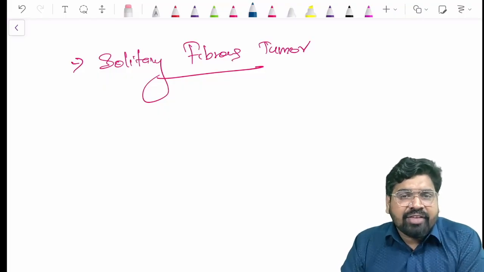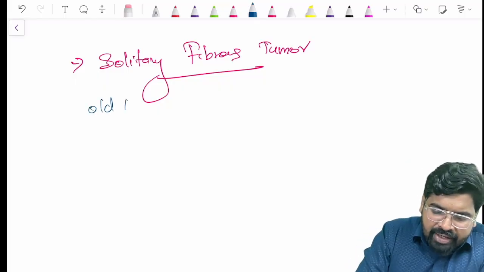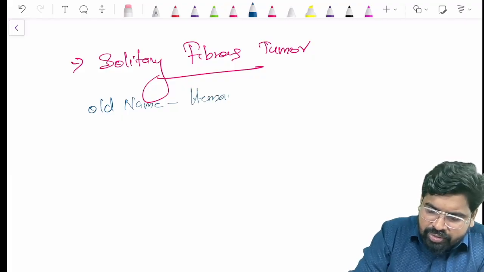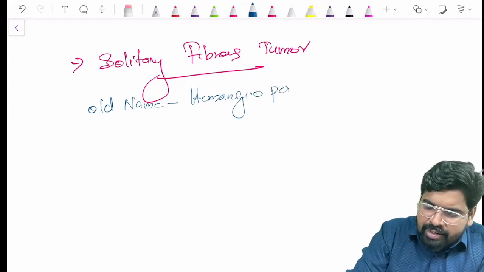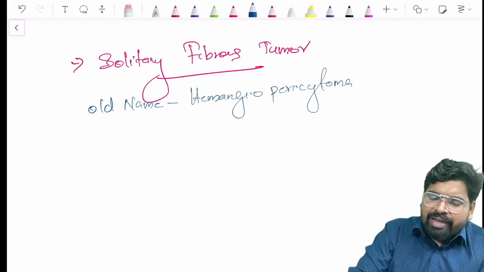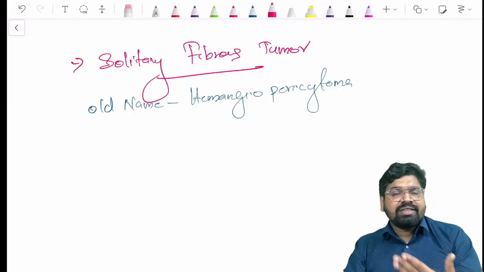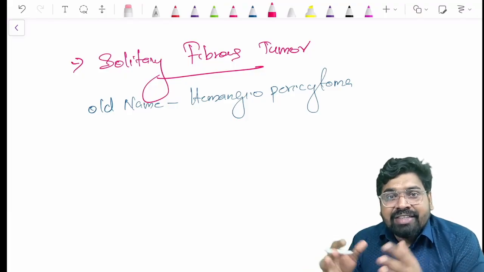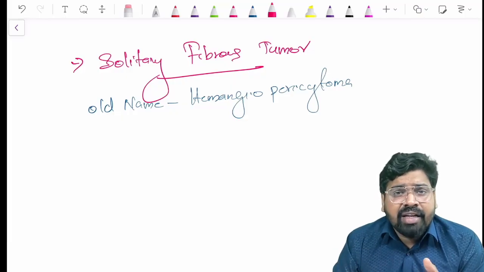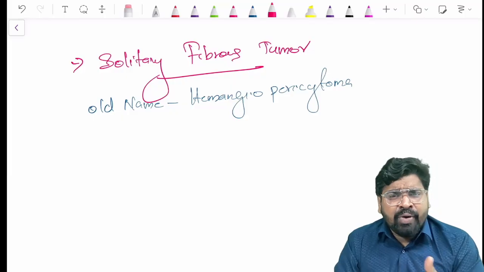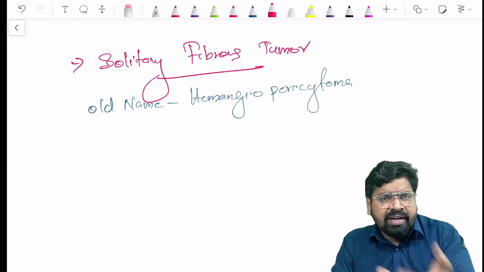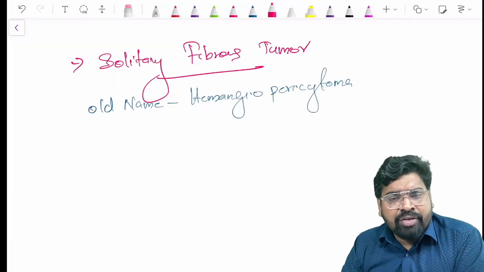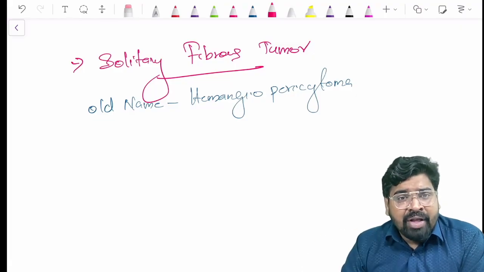Solitary fibrous tumor is actually a new name. Old name is your hemangiopericytoma. So hemangiopericytoma is the old name, and solitary fibrous tumor, SFT, is a new name. So actually this is a new term. That's why they are very interested in asking this. Okay, the NEET and INICET people, they always ask the recent things. They are checking if you are aware about the recent thing. This you may not find in the textbooks. So that is hemangiopericytoma. That name was replaced by solitary fibrous tumor.